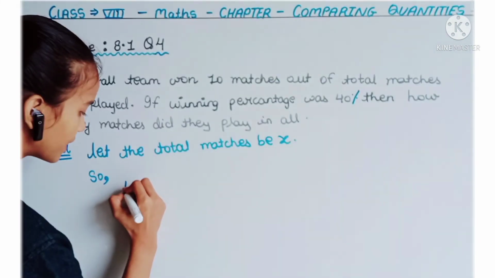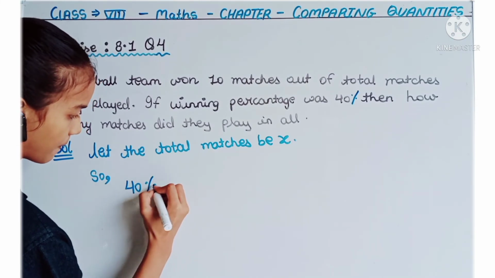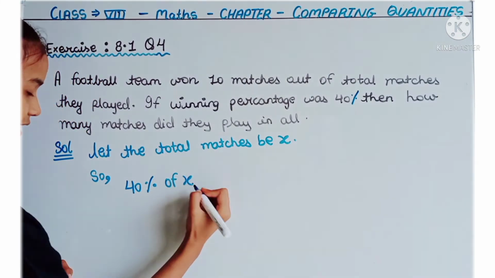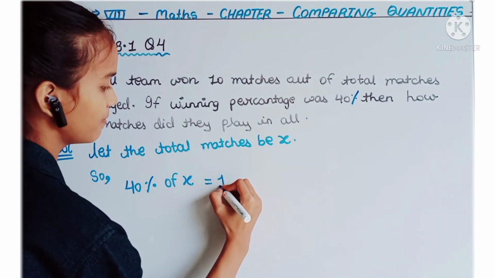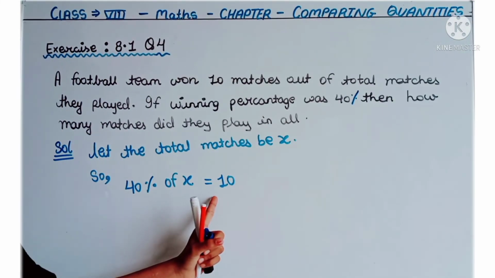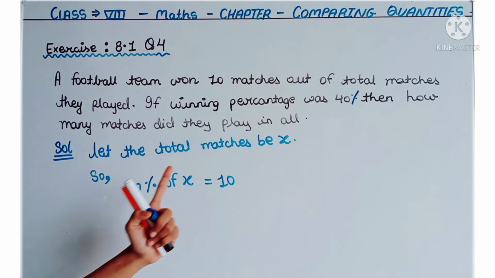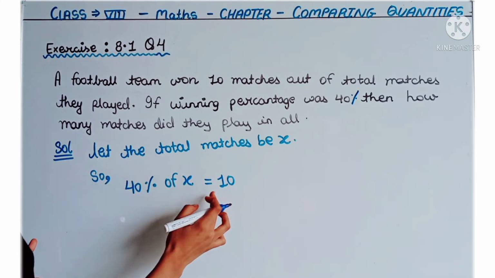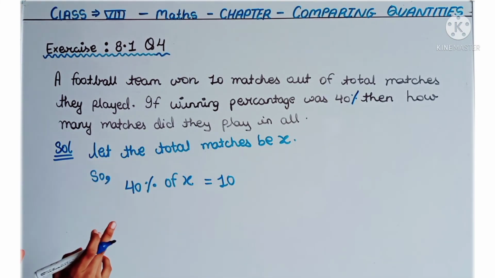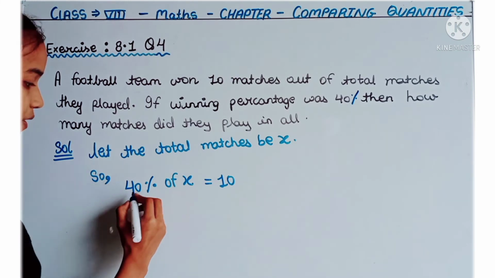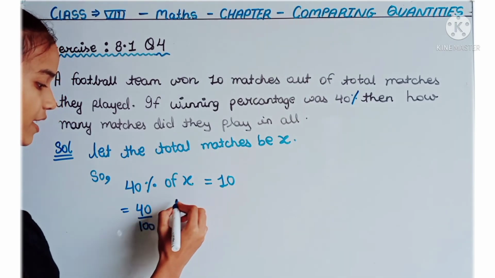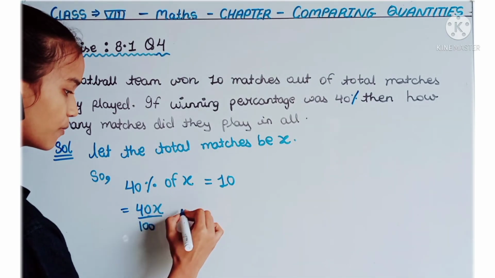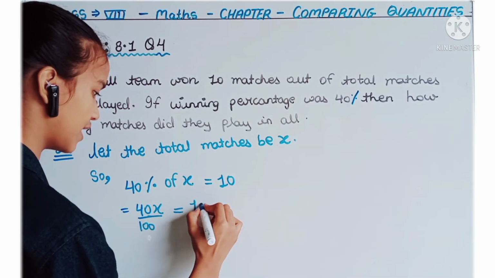So next what we will do, here we are given 10 matches already. 40% means 40% of x. 40% of x. How much is 40% of x? 10 matches. Right? This is the equation. x means total matches. 40% of total matches is equal to 10 matches. Got it? So here we will solve it. 40 upon 100 and x will be multiplied with 40. So 40x upon 100 is equal to 10.